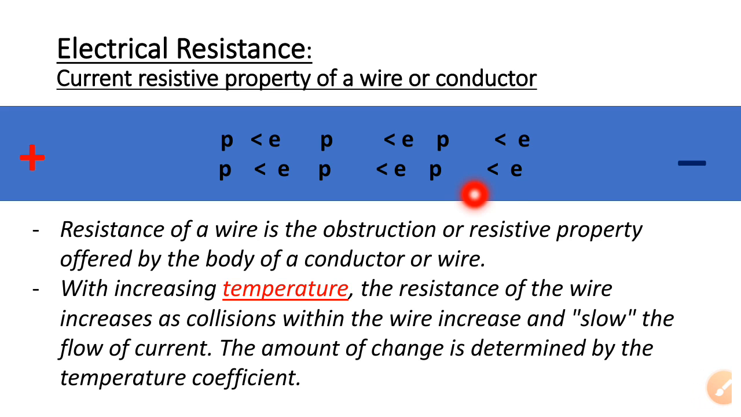Here this is the conductor, suppose a wire, and this is the negative end and this is the positive potential. So there is a potential difference in between the ends of the wire, and that's why the electrons, that is the charge, tend to move toward the positive end. That means there is a flow of charge.